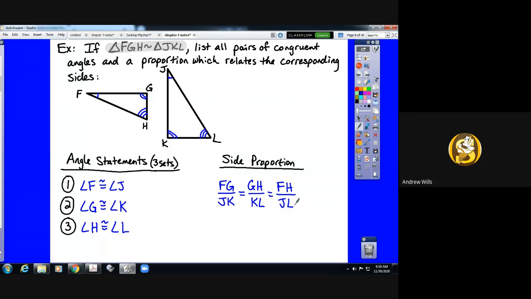Since these are triangles and they have 3 sides, our proportion should have 3 fractions. Notice that the side lengths of one triangle are on top of those fractions. Side lengths of the other triangle are on the bottom. And they match. FG is the first 2 letters in the first triangle. JK, sorry, are the first 2 letters in the second triangle. So that's the first problem type. We'll be taking a similarity statement, writing out the angle congruence statements and the side proportion.